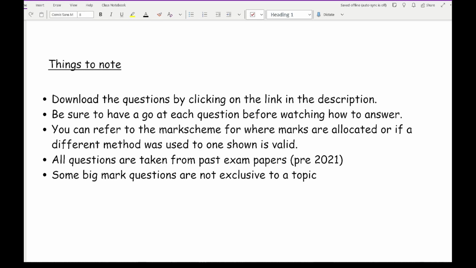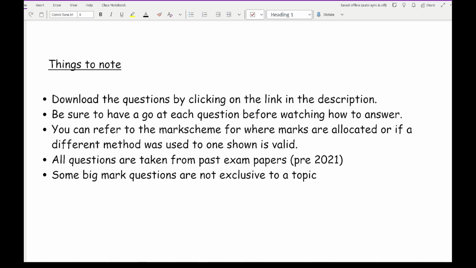And I'll also include the mark scheme attached to this document so you can see where the marks are allocated, and they will also show you alternative methods, as your method might be different to how I approached each question, so you can see whether it's still valid or not.